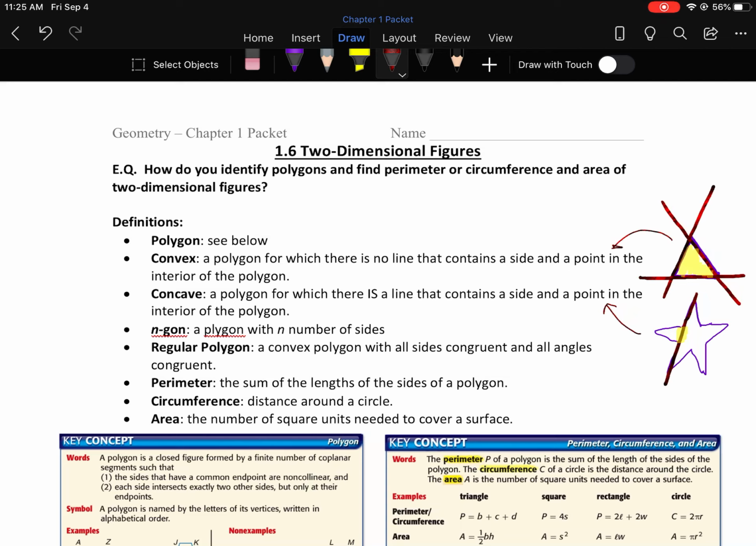An n-gon is a polygon, there should be an O in there, with n number of sides. All right, a regular polygon is a convex polygon with all sides congruent and all angles congruent.